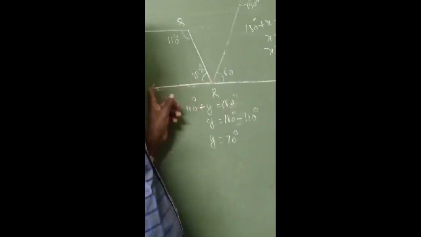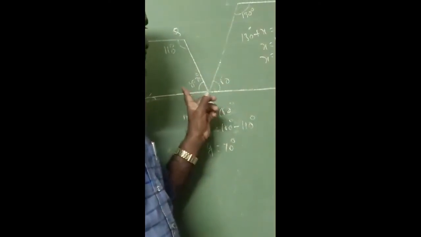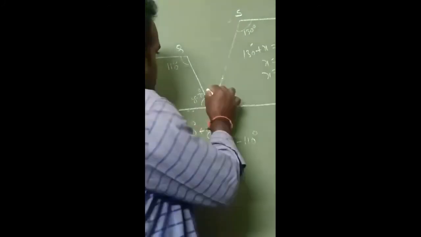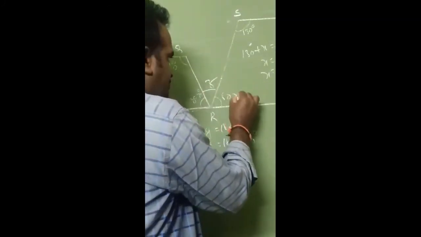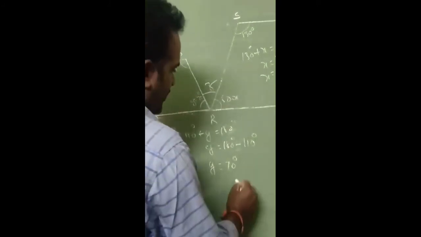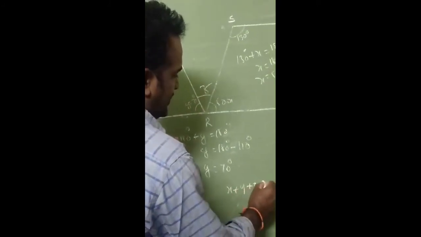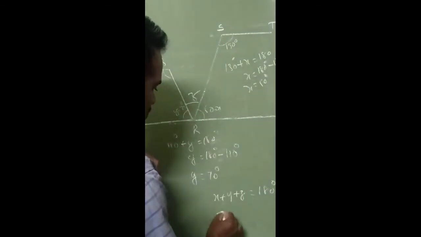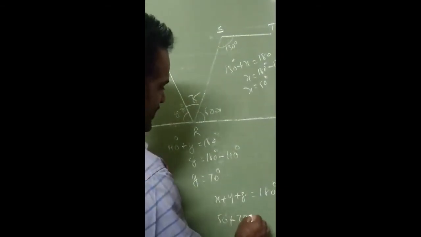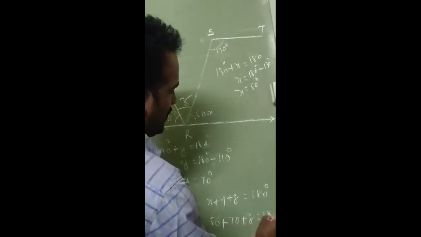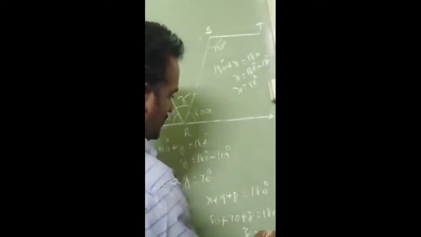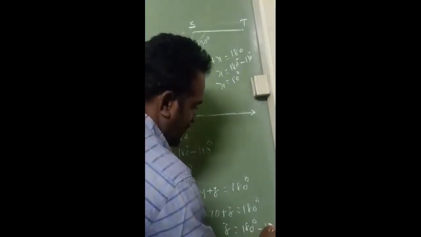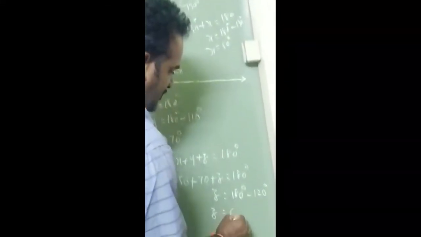See, this is a straight line, and a straight line angle is equal to 180. So this angle we can take as z. Angle x is equal to 50. Here x plus y plus z is equal to 180 degrees. X is 50, y is 70, so z is equal to 180 degrees minus 120 degrees. Z is equal to 60 degrees.